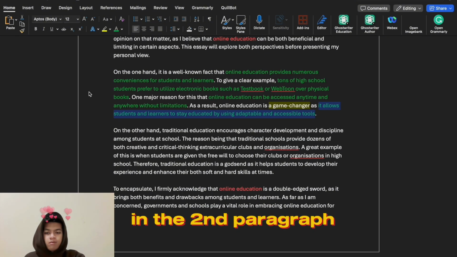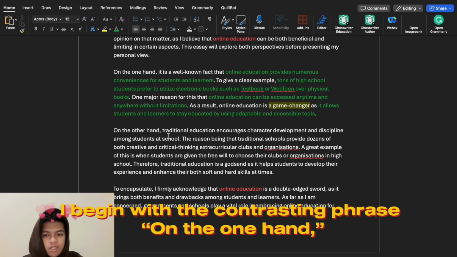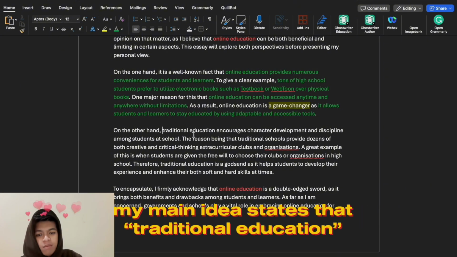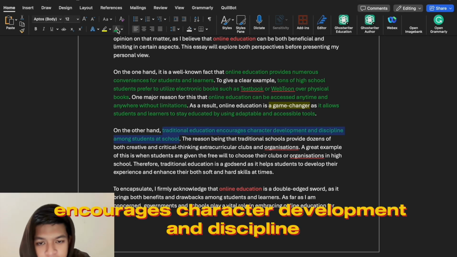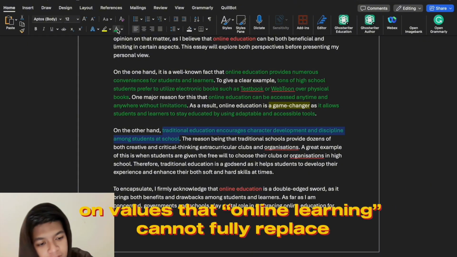Alright, in the second paragraph, I shift to discussing the importance of traditional education. I begin with the contrasting phrase on the other hand to show clear organization and balance. My main idea states that traditional education encourages character development and discipline, which is a strong point because it focuses on values that online learning cannot fully replace.